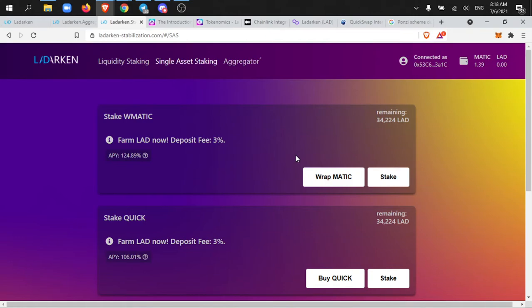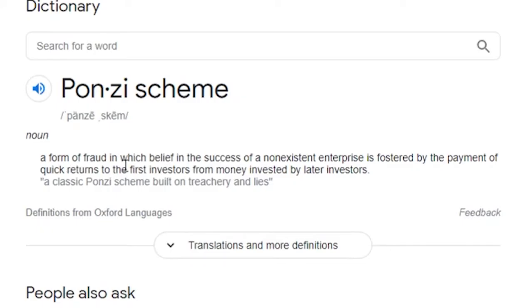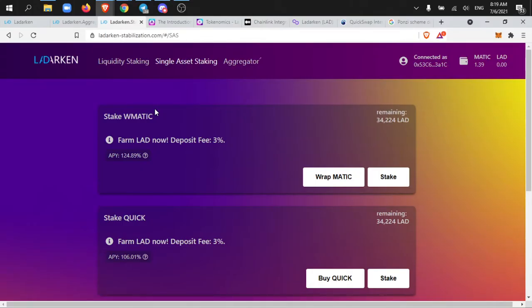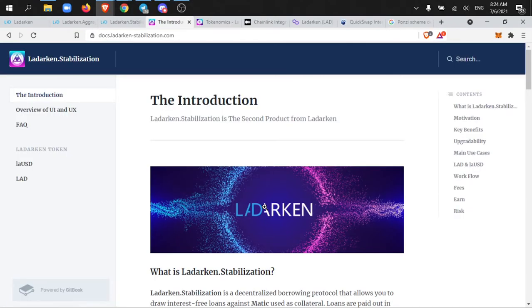It becomes a cycle that kind of reminds me of a Ponzi scheme, and when I looked up the definition, it says it's a form of fraud in which belief in the success of a non-existent enterprise is fostered by the payment of quick returns to the first investors from money invested by later investors. In all seriousness, I'm not saying that this is a Ponzi scheme. They could fully realize all the goals that they have later. I'm saying right now, it kind of acts like a Ponzi scheme because the only way for this project to succeed is Ponzi scheme-esque.